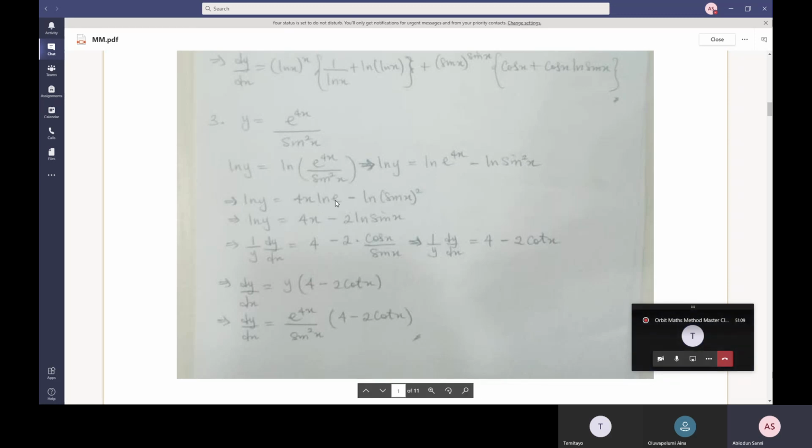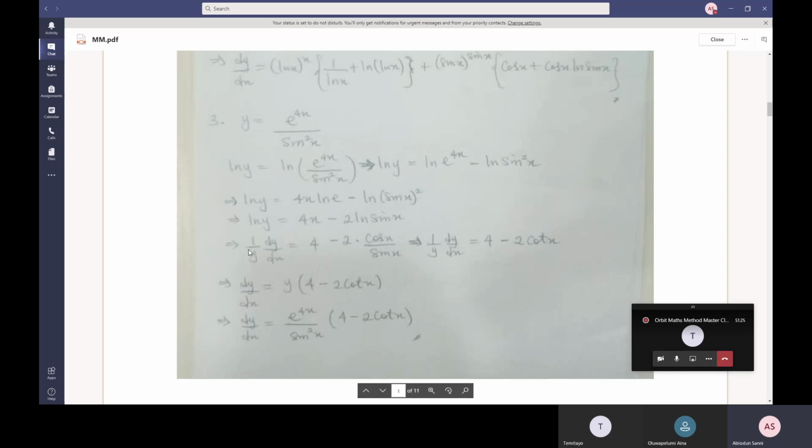So ln e is 1. That's why 1 times 4x, we have 4x here, minus, since 2 is the power here, it comes to the front of the ln. So you have 2 ln sine x. Now, we have been able to simplify our right hand side. Now we can start to differentiate.